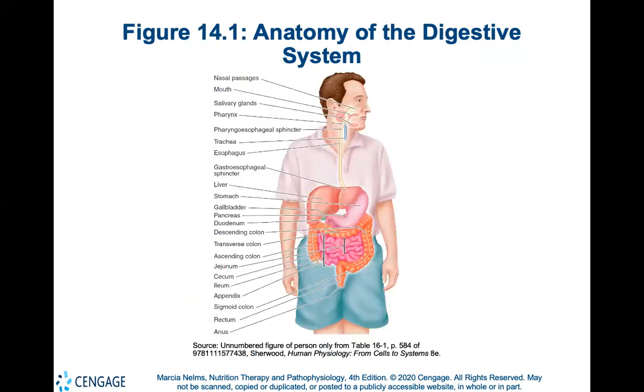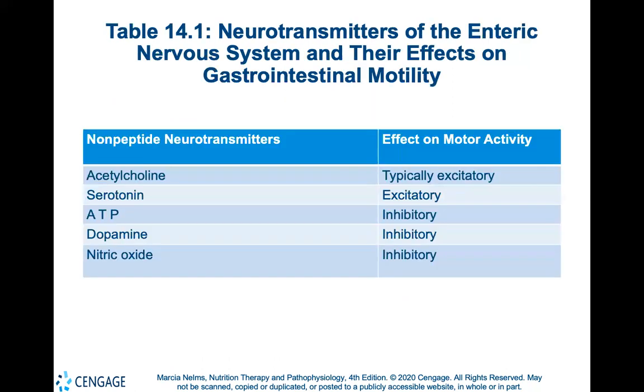Figure 14.1, Anatomy of the digestive system, starting from the nasal passage all the way down to the anus. Table 14.1, neurotransmitters of the intricate nervous system and their effects on gastrointestinal motility. Table 14.1 continued.